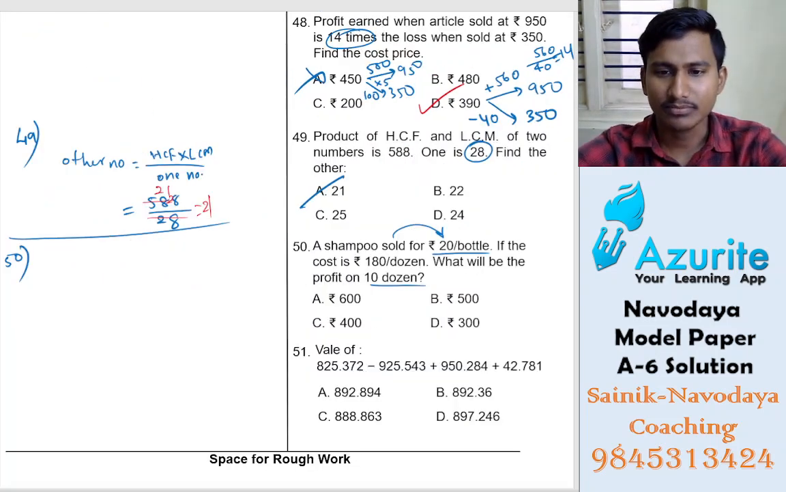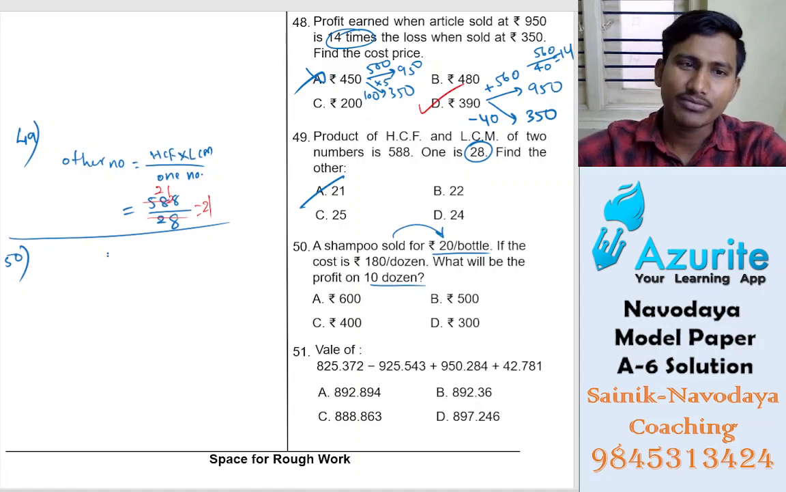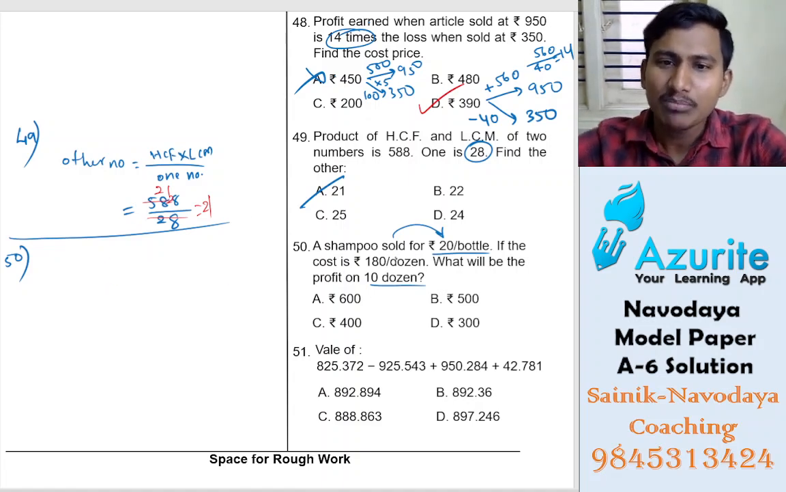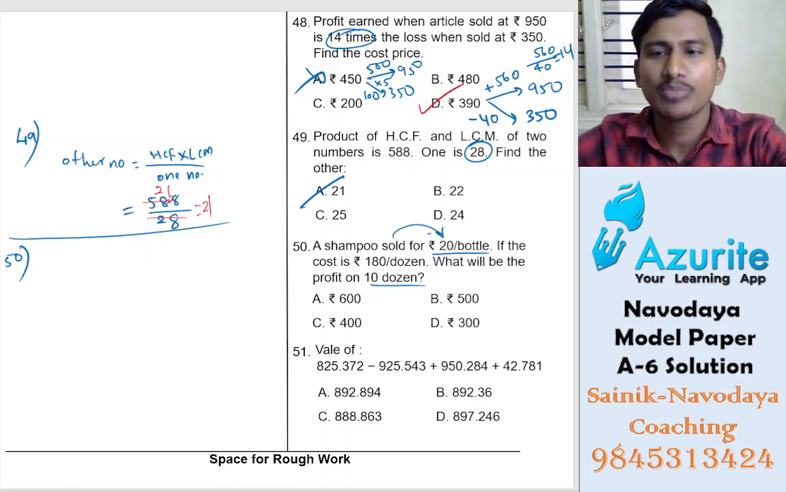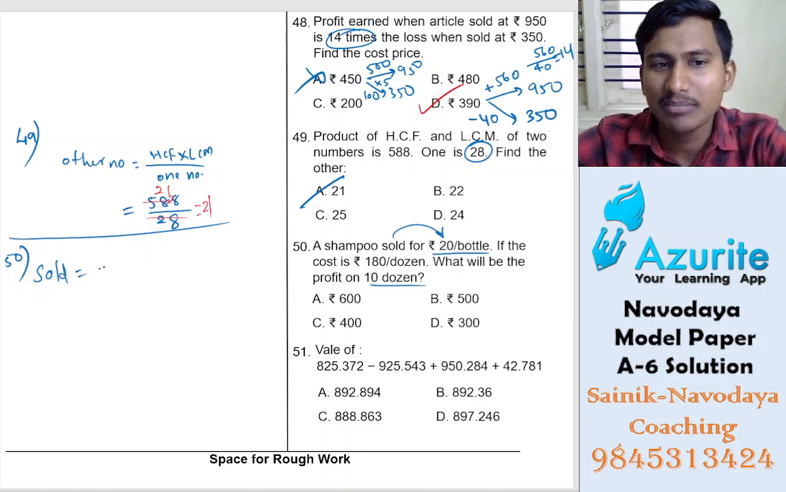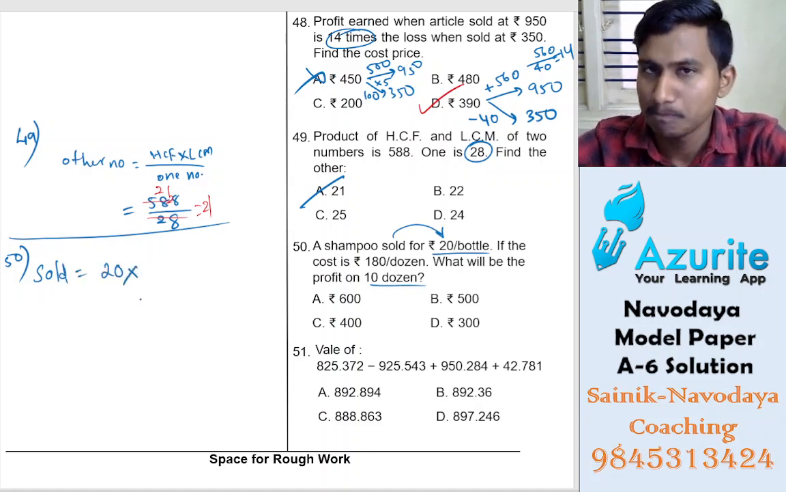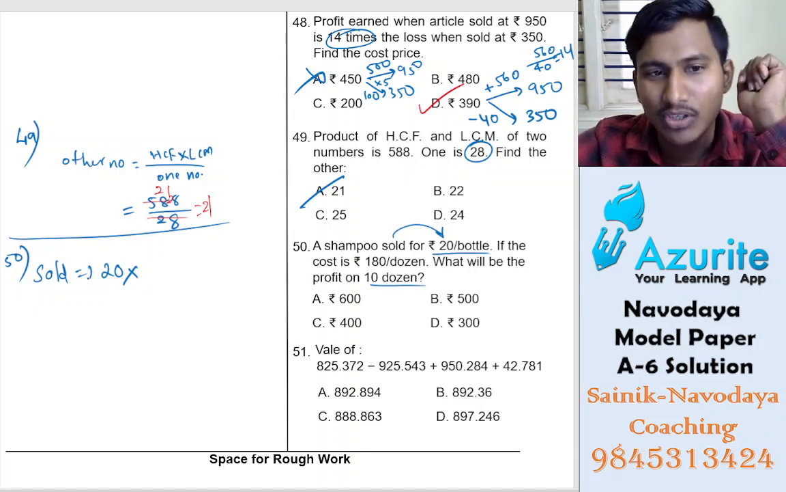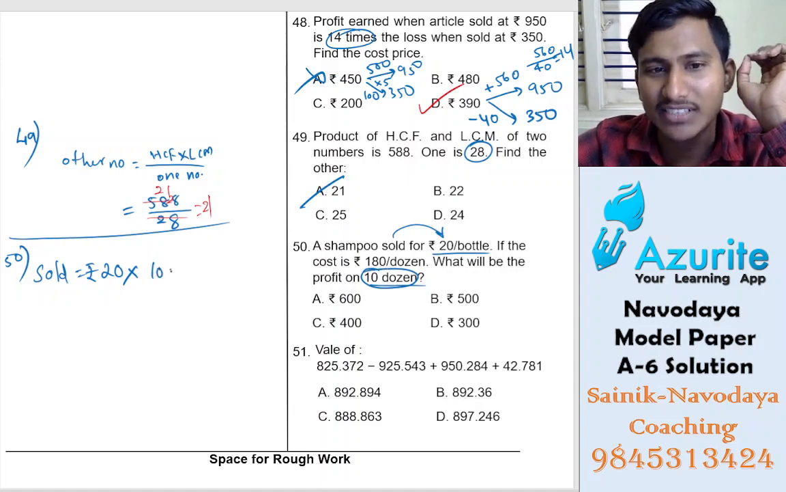So see here, 50 question. What is the question? A shampoo bottle is sold at 20 rupees per bottle. So the selling price is 20 rupees per bottle. One bottle 20 rupees. So they are selling 10 dozen. 10 dozen means how much?